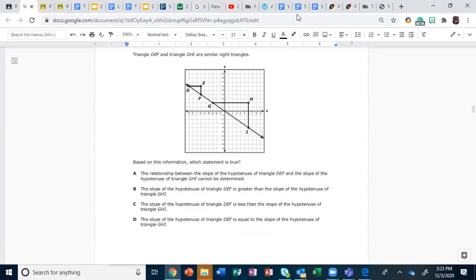Again, what do we know about those 2 triangles? They are the same shape. What else? The same slope. They have the same slope. Which one says that they have the same slope, guys?